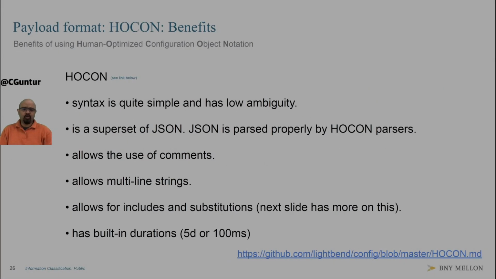Let's dig a little bit into HOCON real quick. HOCON is a low-ambiguity, simple-syntax payload format. It is a superset of JSON. JSON is completely parsable by HOCON parsers. In addition, HOCON allows the use of comments and multi-line strings, which are very beneficial. And HOCON allows for includes and substitutions. We'll take a look at that in the next slide. HOCON additionally has built-in durations, which help a lot with readability and also trimming down your verbosity. Let's take a look at those two later.